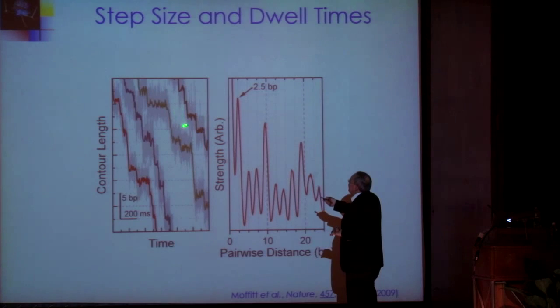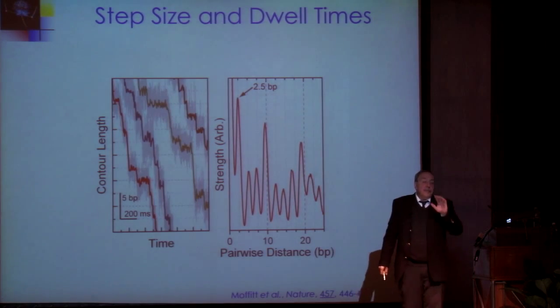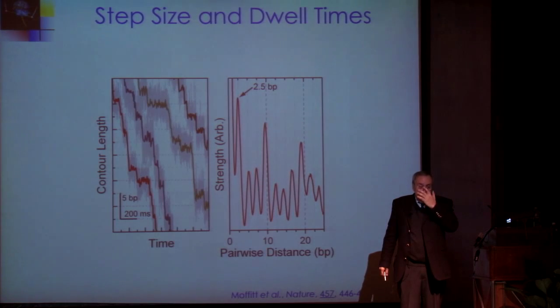Now the dashed lines here are 2.5. Notice the pairwise distribution function between any 2 points in these curves gives you a maximum at 2.5, 5, 7.5, 10. Okay? So, in fact, when my students came back and told me, here is the answer, it's 2.5 base pairs, I said, no way. It's supposed to be 2 base pairs, according to people that have done the studies in bulk. And you are telling me 2.5? You know, biologists don't like non-integer numbers.